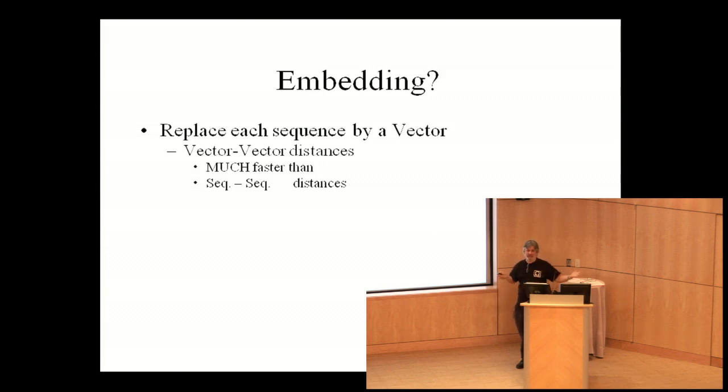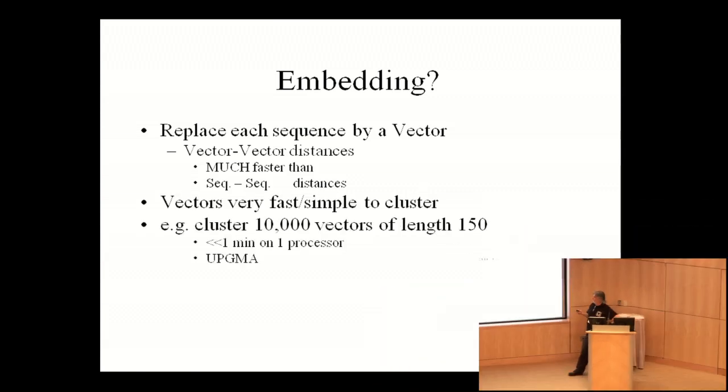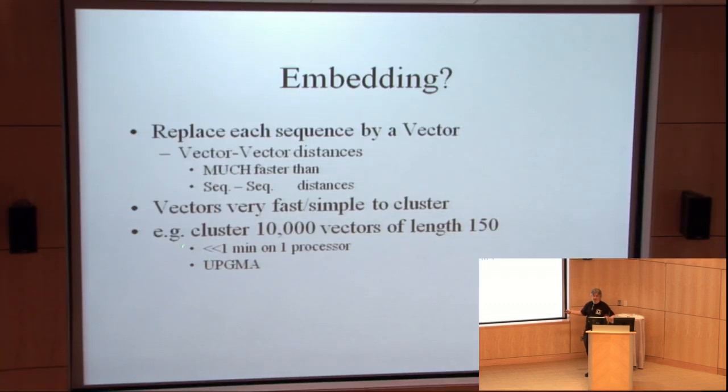Vector-vector arithmetic is very fast. It's trivially fast. Okay? To get the distance between two vectors is an extremely fast piece of arithmetic. So that's much faster than edit distances. They're very fast to cluster afterwards. So, for example, if you can convert your 10,000 sequences into 10,000 vectors, you can do UPGMA on that in less than a minute just on a laptop. And the process of converting these to vectors, I can talk about that in a minute. There are shortcuts that you can take there.